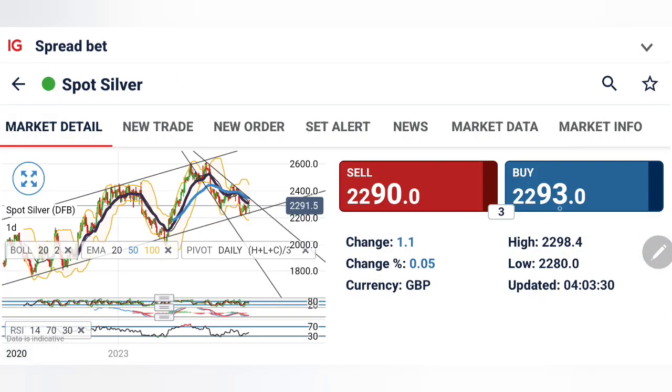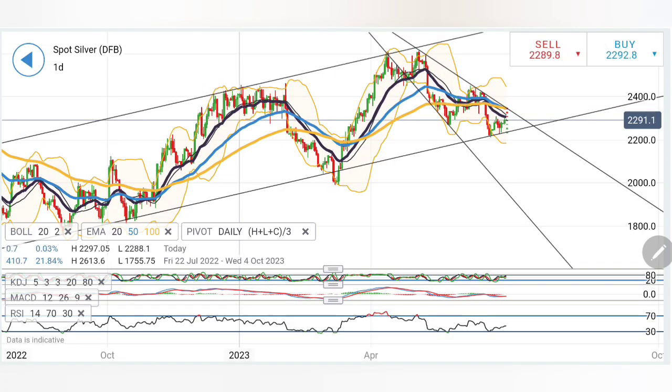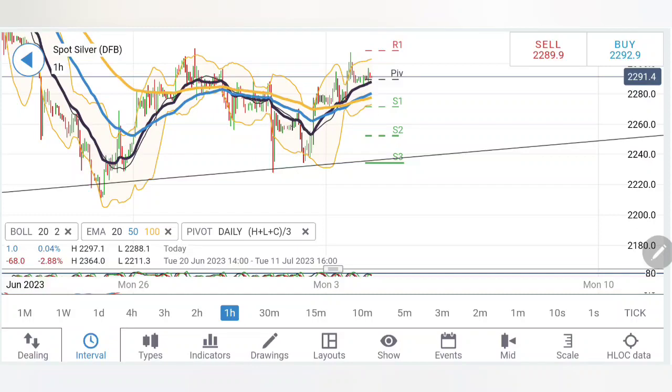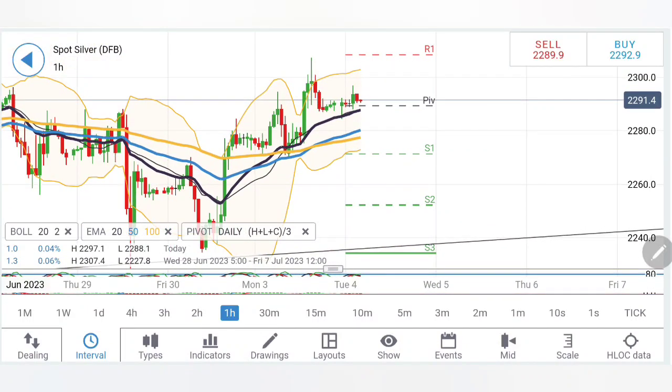Let's start with silver. Silver is right now trading at 22.90, and as we have discussed several times, the 23-23.20 zone is very critical for silver, and it is getting resistance at the same levels.